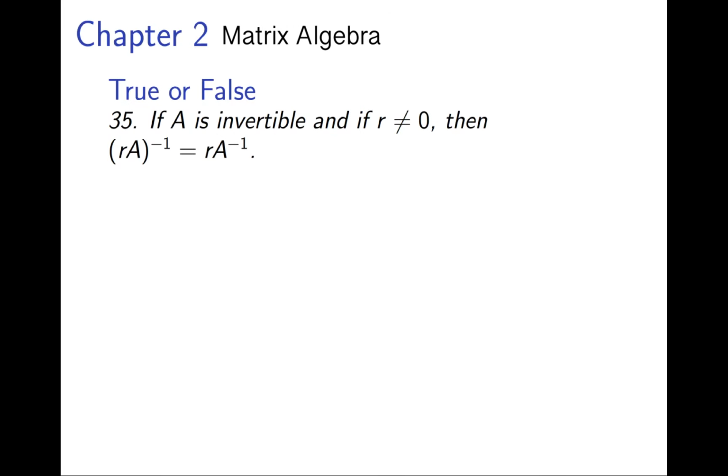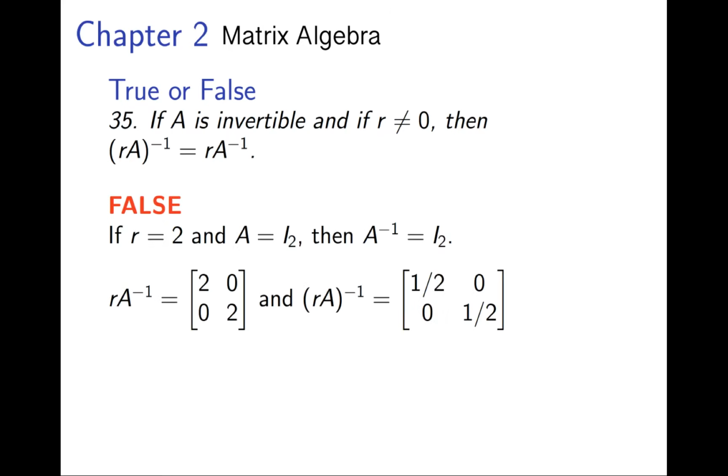Number 35. If A is invertible and if R is not equal to 0, then the inverse of R times A is equal to R times the inverse of A. That, of course, is false, and it's not too hard to come up with a counterexample. We could take R to be 2, so it's not equal to 0, and A could be the identity matrix. Well, then the inverse of the identity matrix is still the identity matrix. R times A inverse would be 2 times the identity matrix, but the inverse of RA is not the same thing.